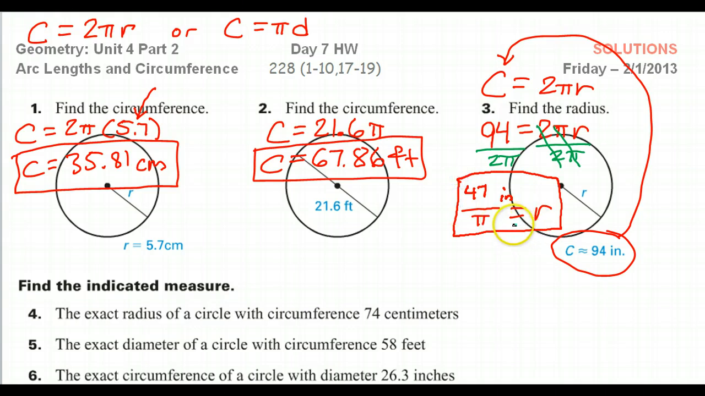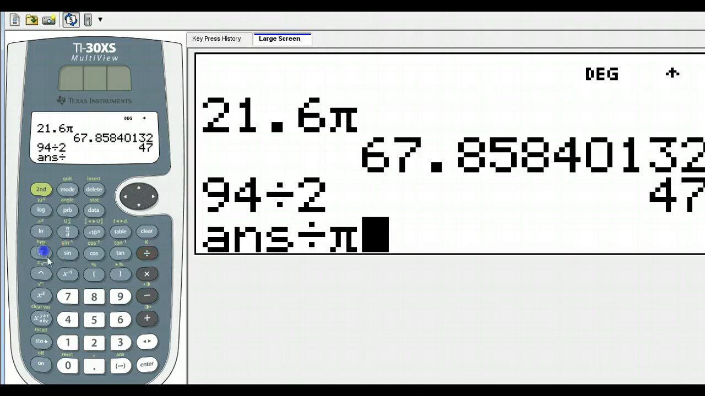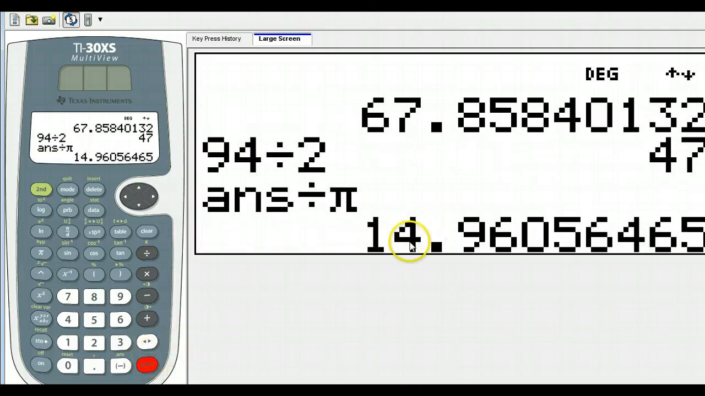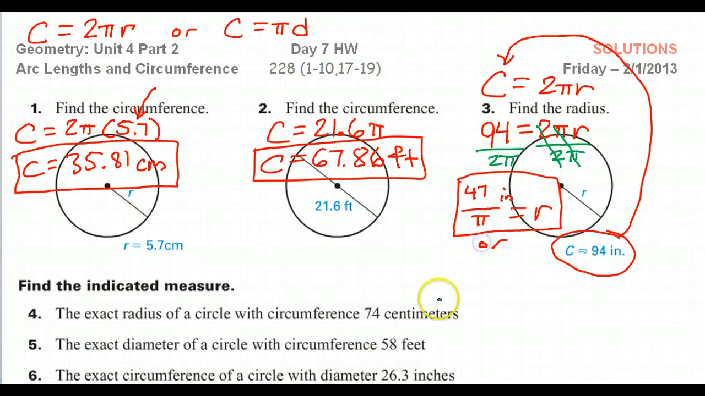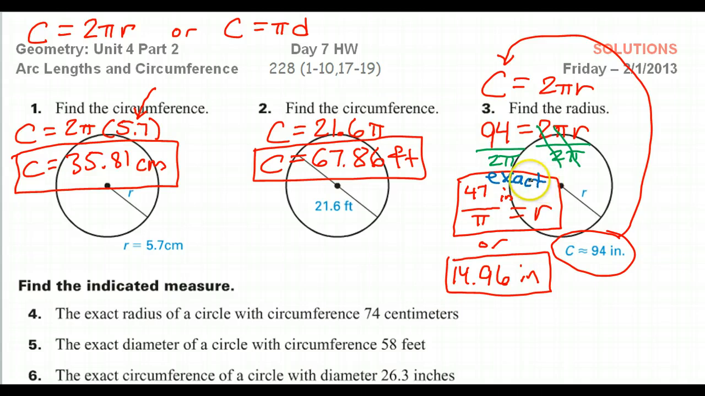But as a decimal, we could just divide. I can just say 47 divided by pi, and I'm going to get 14.96 inches. So that'll be the decimal version. If I say exact, give me this one. This is what I mean by exact. This was rounded.